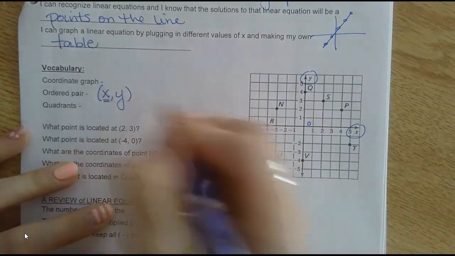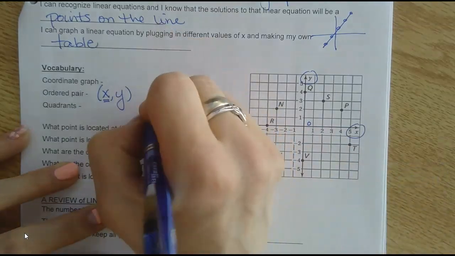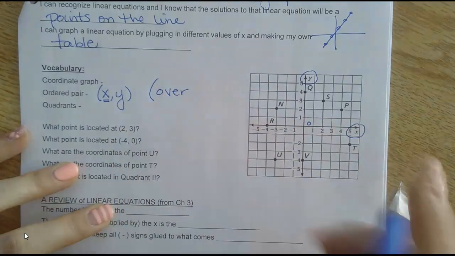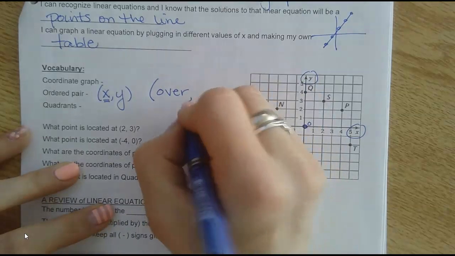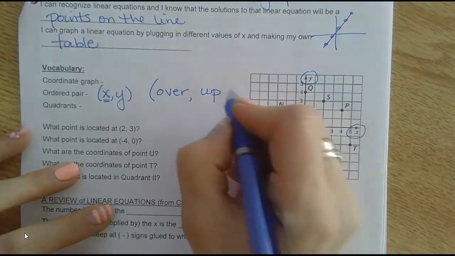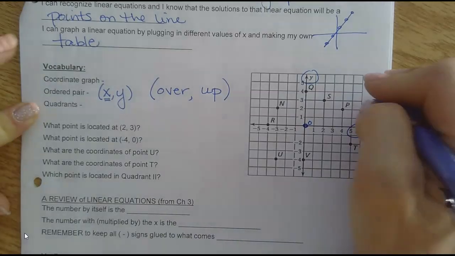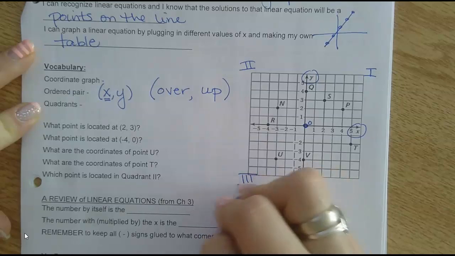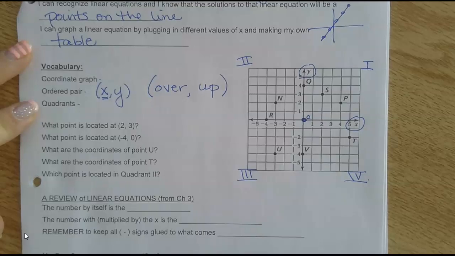Remember, the x tells you where to go on the x-axis, so right or left. I like to think of that first number as telling me which way to move over. We always start at the origin, and then how many do we go over? And then the y-coordinate tells us how many do we go up or down. So let's try a couple. Oh, let's fill in quadrants though. We know this is the first quadrant, second quadrant, third quadrant, fourth quadrant. So they have names. All right.